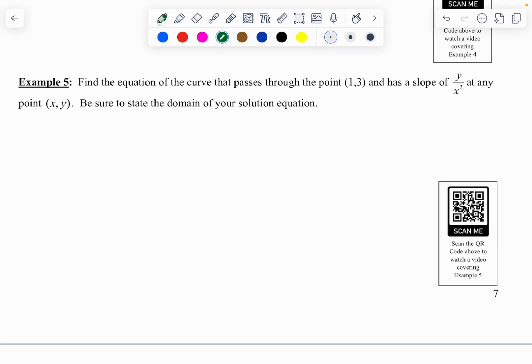So find the equation of the curve that passes through the point (1, 3). Right here, they're telling you that the original curve passes through that point. So this is an initial condition, a condition that's coming from the original function. And it has a slope of y over x squared. So this right here is our dy/dx, the slope of y over x squared at any point. Be sure to state the domain of your solution equation.